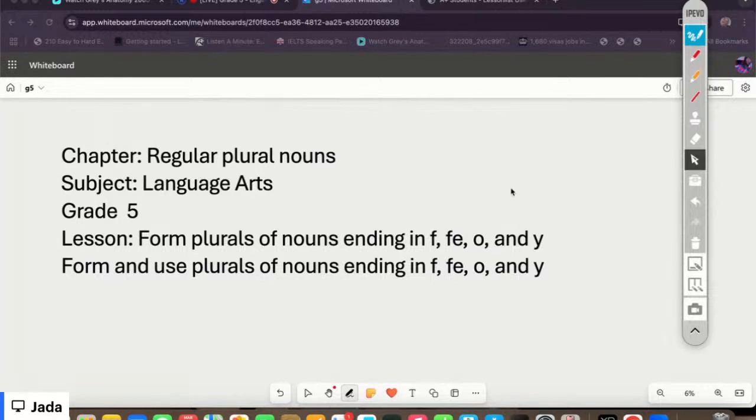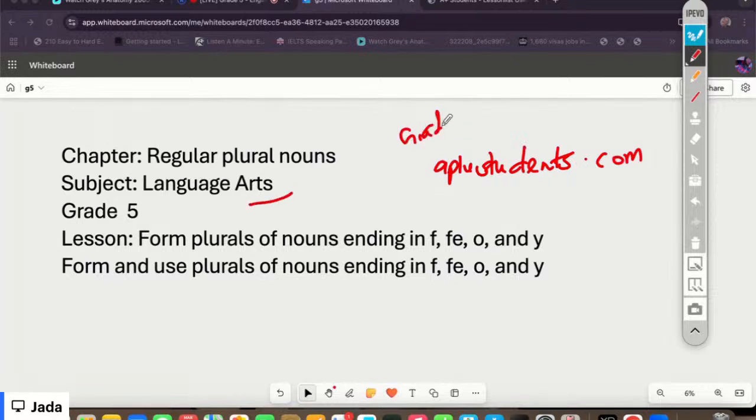Today our lesson will be regular plural nouns. First you have to log in using aplusstudent.com. You click on your name and you move on to language arts, grade 5. The chapter will be regular plural nouns, and the lesson will be form and use plurals of nouns ending in F, FE, O, and Y.